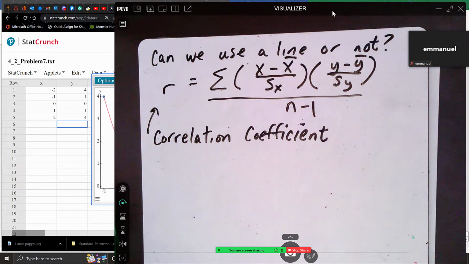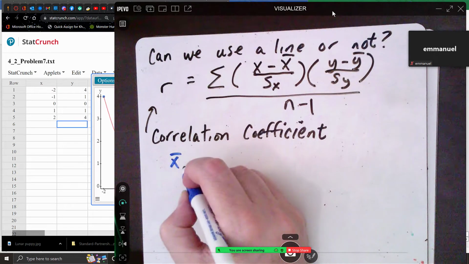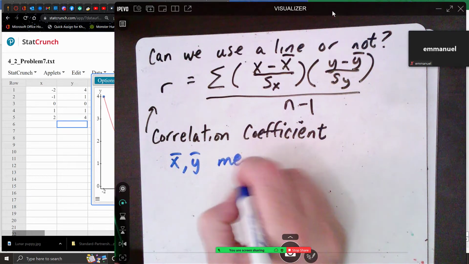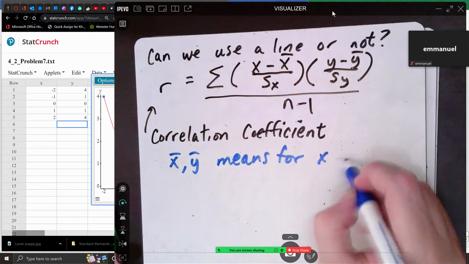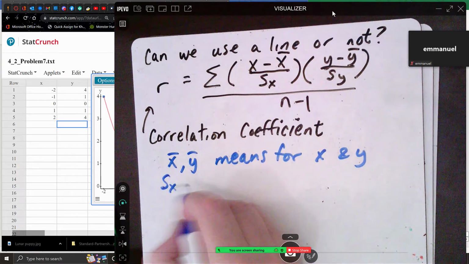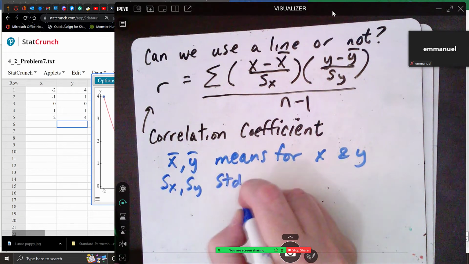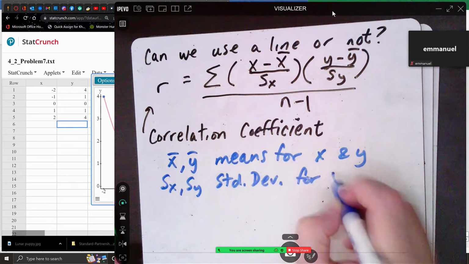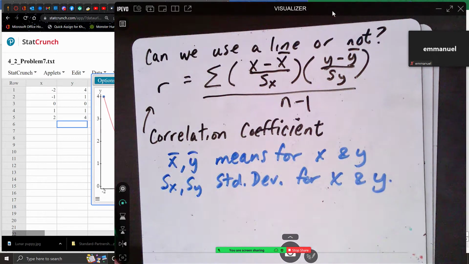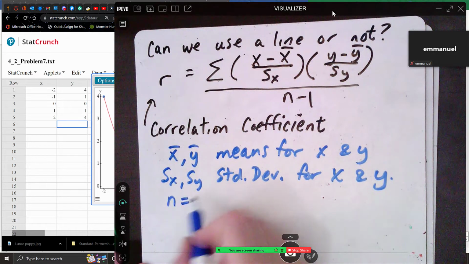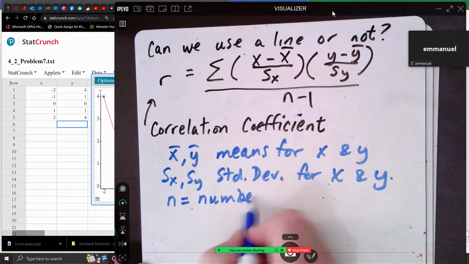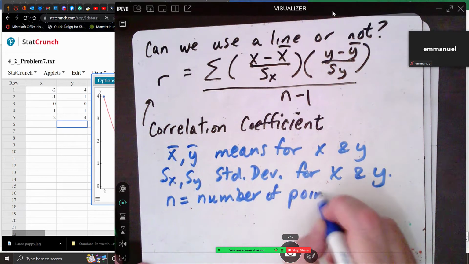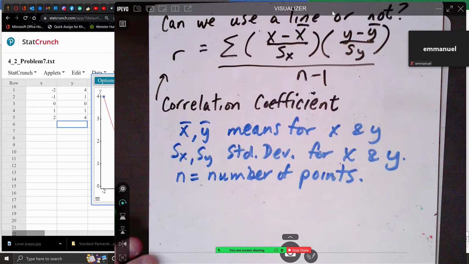The x bar and y bar are the means for x and y. The sx and sy are the standard deviations for x and y. And n is the sample size. N is the number of points. God, no, we do not want to do that.